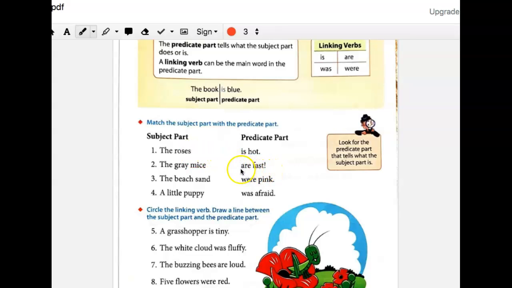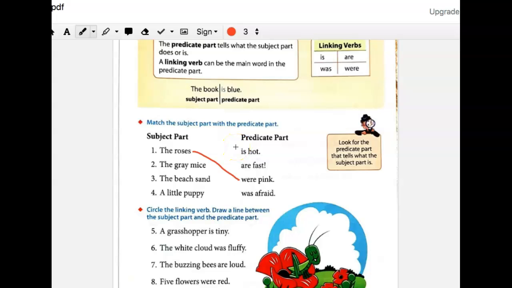The verb matches because the verb are tells us that there are more than one subject. But what about the word fast? Roses are not fast. The roses were pink. That makes sense. The verb were tells us that there are more than one subject, and the roses were pink makes sense. Number 2, the gray mice is hot.